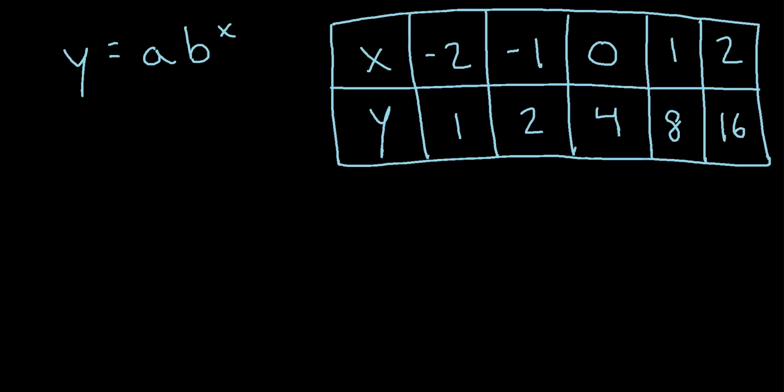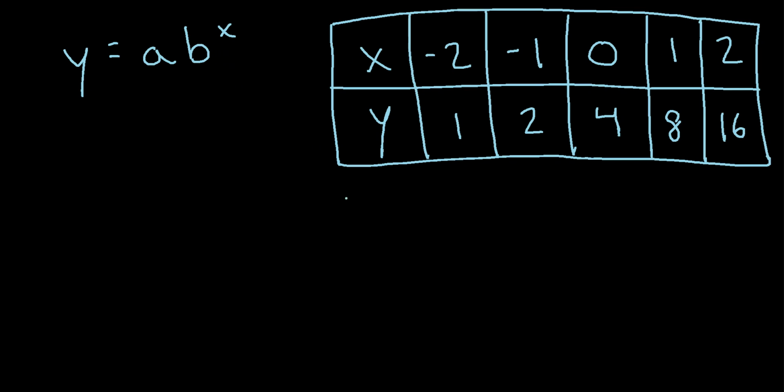In this video, we will talk about how to write an exponential function based on only the values in a table. So an exponential function takes this form: y equals a times b to the power of x, where a is just the value of y when x is equal to 0, and b is the number that you multiply by to get the next y value in the table.